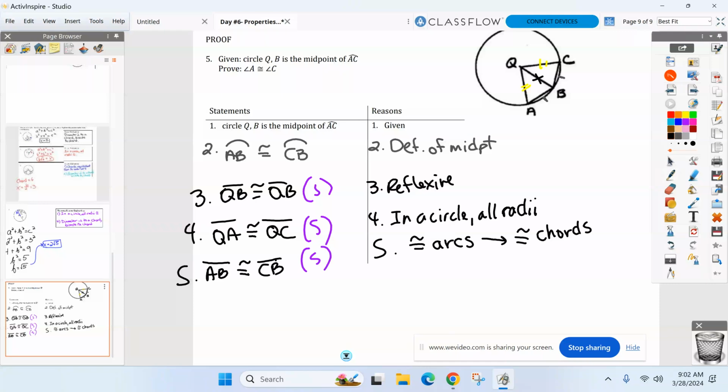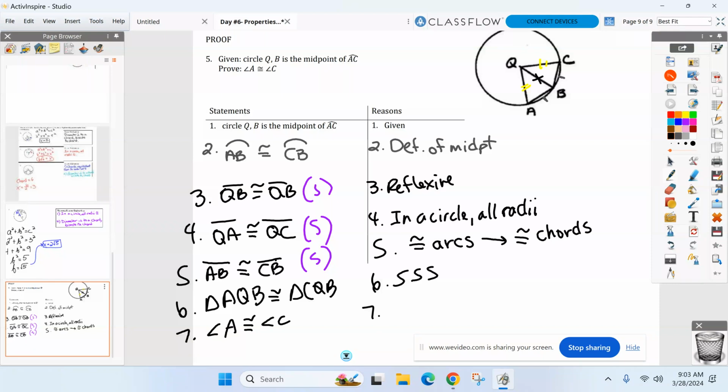Do I have enough to say the triangles are congruent? Darn right. Make sure, again, the sides stay in order. Triangle AQB congruent to triangle CQB. Reason? Side, side, side. Not a big deal on that one. And we needed the triangles to be congruent to say the angles A and C were congruent.